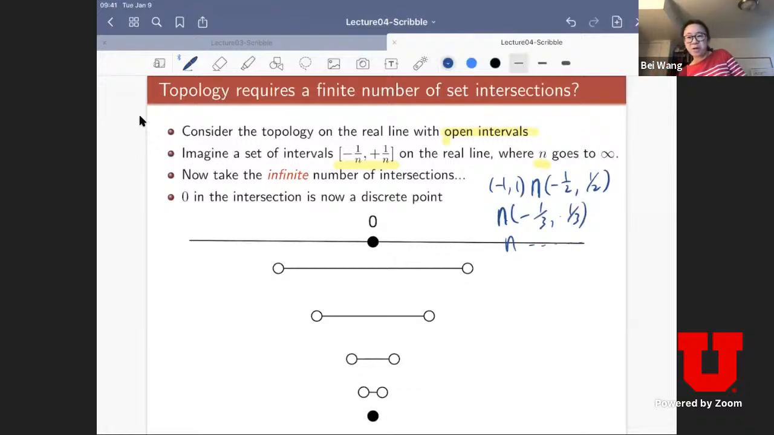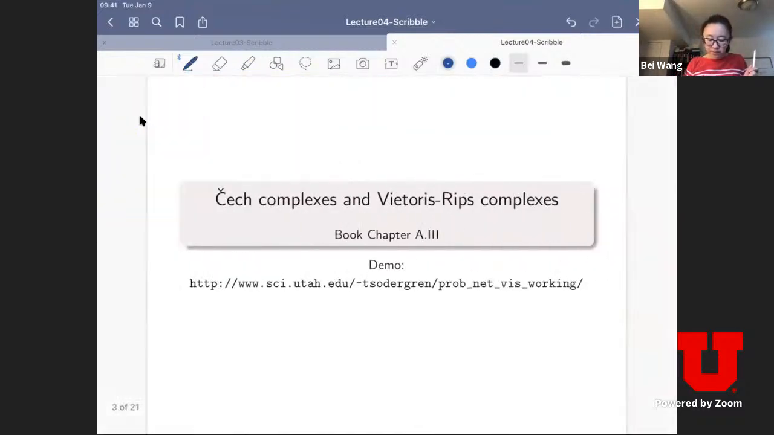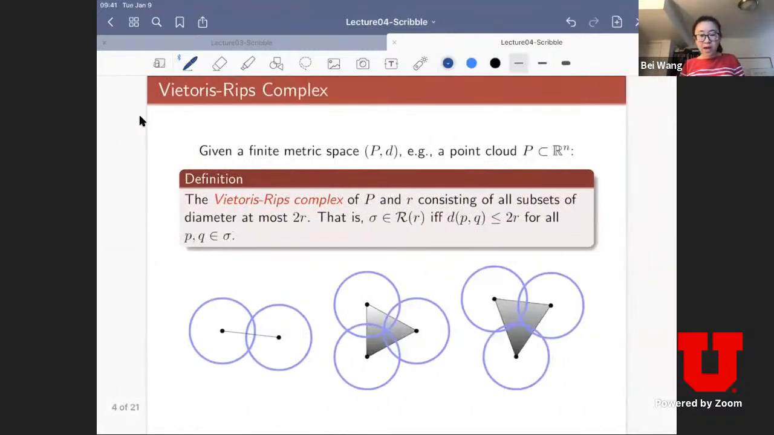So those are topological scenarios where, if you don't require the finite intersection, you no longer have a well-defined thing called a topology. This particular example gives you a justification for why we require a finite number of set intersections. Because any time you don't go to infinity, the intersection of those intervals is still an open interval, okay? All right, that's just a sidetrack. So, Čech and Rips complex. Let's start with the Rips complex, okay?